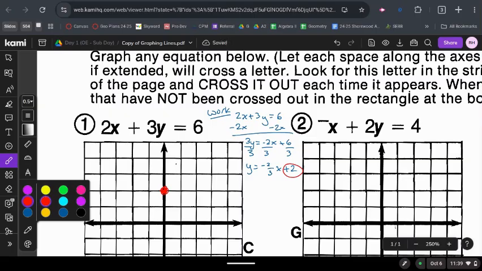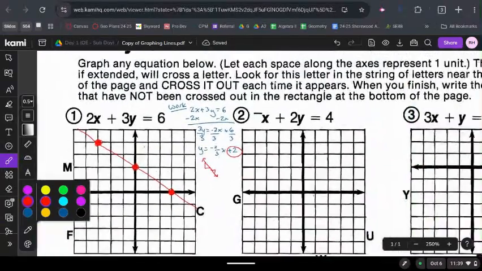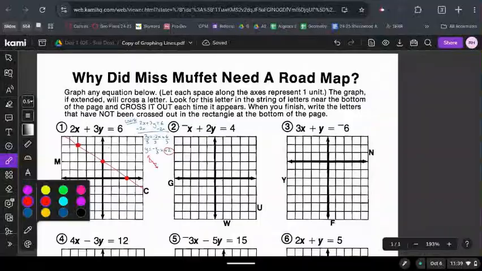So since it's a negative slope, it should look like this, facing downwards. That means I'm either going down to the right or I'm going up to the left. So I'm going down to right 3 or up to left 3. Rise over run. And then I can connect these 3 points together like that. And so it looks like I'm going through C, and it says that I need to cross that out.